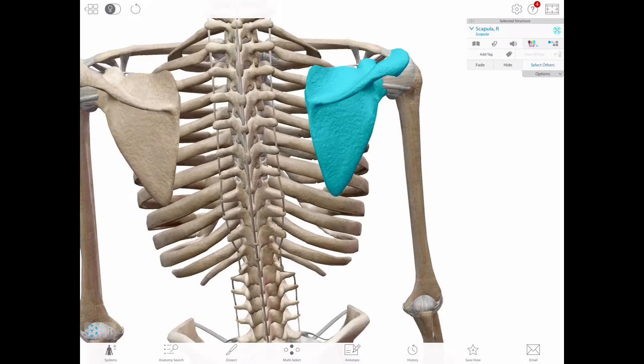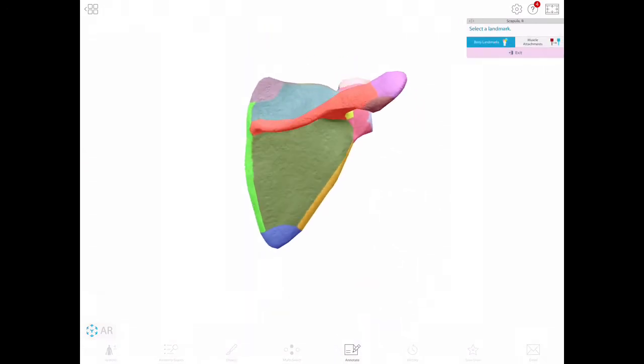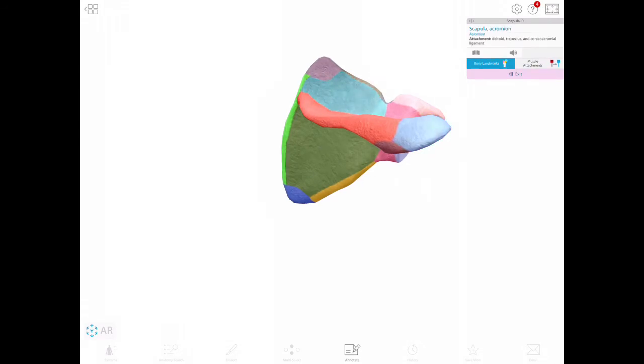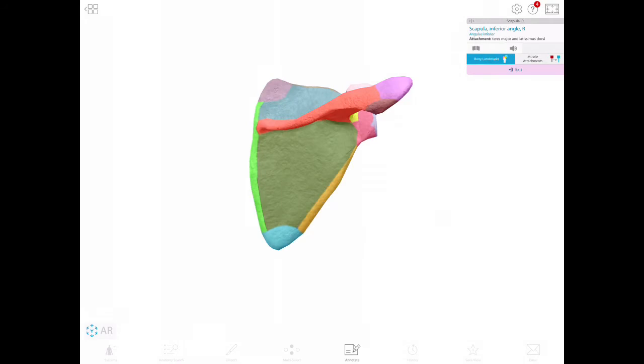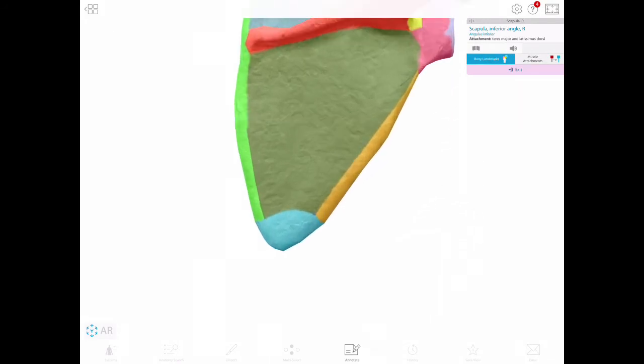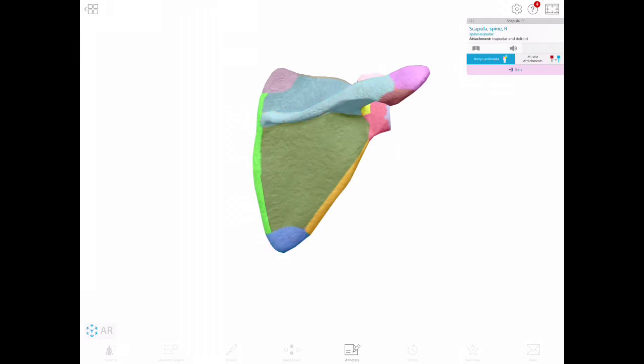Here we have a scapula. Let's take a look closer. We have the acromion process right there. And here is the inferior angle. And here is the spine of scapula.